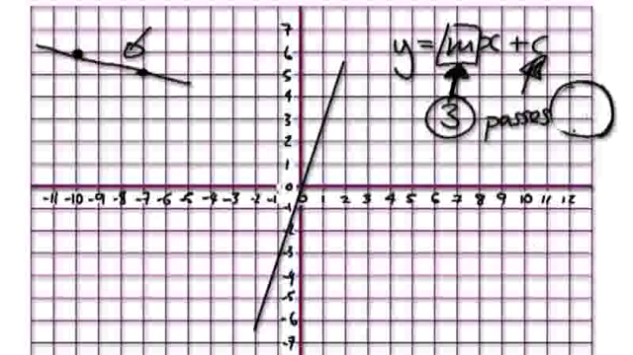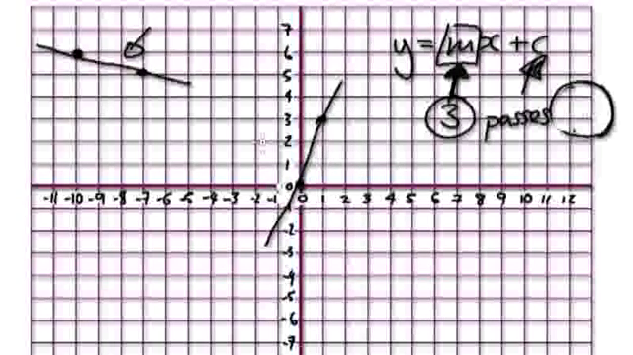So if you're asked to find the equation of a line that has a gradient of 3, you haven't got enough information. Let me clear this. It could be this line here, or it could be this line here.